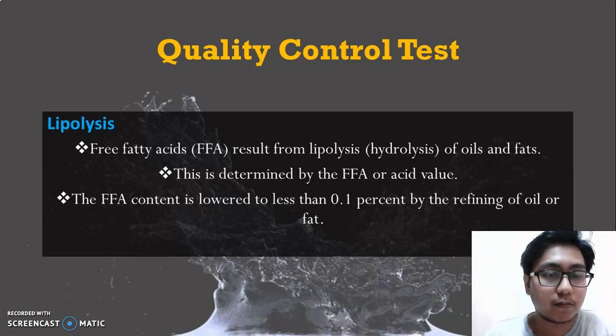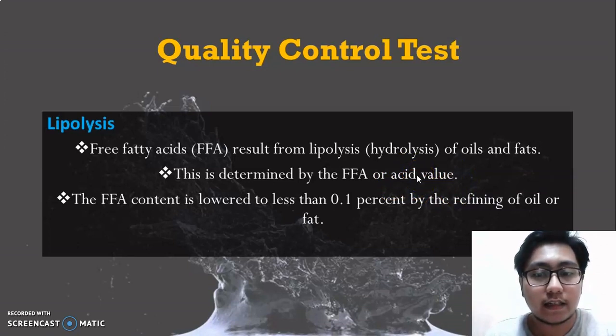If you remember, we've learned before in a previous topic, lipolysis is a process where the ester linkage of a triglyceride is hydrolyzed to form glycerol and free fatty acids. So we can detect it in oils and fats by using acid value. We've learned that acid value is the measurement of the amount of free fatty acids inside an oil or fat. So we can detect the degree of lipolysis in oils and fats by acid value. Okay. Next.